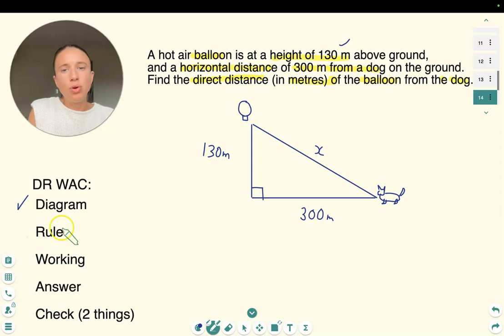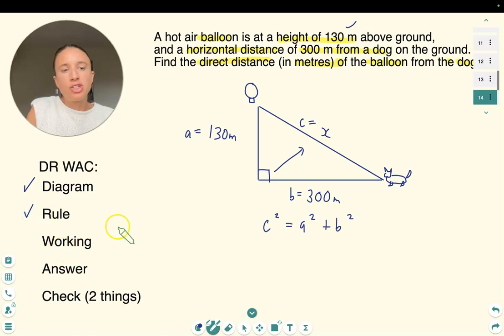Now we're looking at what rule could I use to solve for x here? Well, I've got 3 side lengths. Information about 3 side lengths in a right-angled triangle means Pythagoras. Then you're going to make sure you label your diagram with these variables, okay? So the hypotenuse, opposite the right angle, is x. And the shorter sides are A and B.